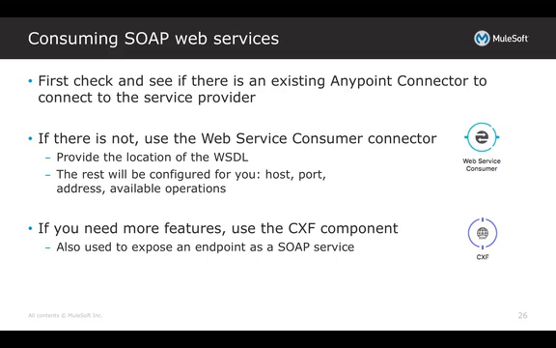Now, for the consumption of SOAP web services, if you do have to connect to a web service, the first thing you check, once again, is whether there's a connector out there. No need to call a SOAP service directly if you're using something like Salesforce that has a great connector backing it. But if there's not a connector and you want to call that SOAP service, you can use Web Service Consumer. What Web Service Consumer does is it feeds in the WSDL for that web service, and then the rest you can configure. Things like host, port, address, and operations will be just inputted for you, and you can then go in and configure anything outside of the Web Service Consumer. And the Web Service Consumer, as you'll see, will even provide some metadata to the rest of the flow.